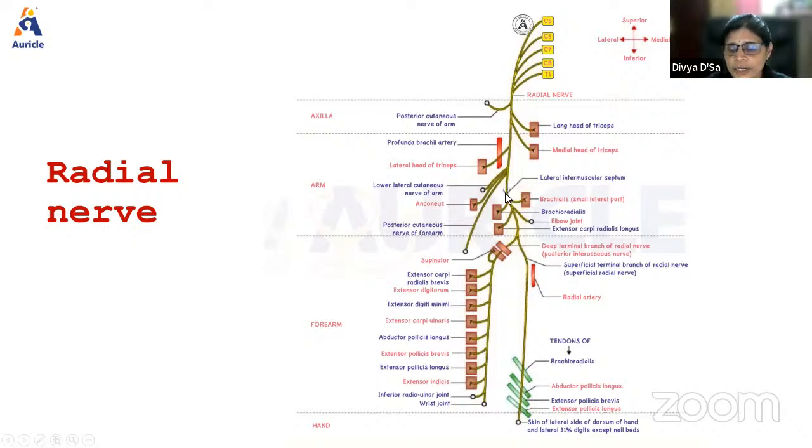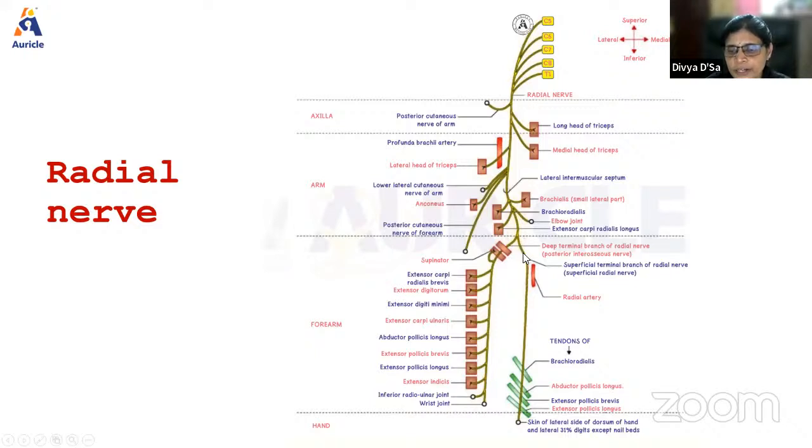After emerging from the radial groove, it pierces the lateral intramuscular septum and comes to the anterior compartment, where it supplies a small part of the brachialis muscle. It gives a branch to the brachioradialis as well as the extensor carpi radialis longus. Then, in the cubital fossa, at the neck of the radius, it divides into a superficial and a deep branch. The deep branch is called the posterior interosseous nerve, and the superficial branch is called the superficial radial nerve.